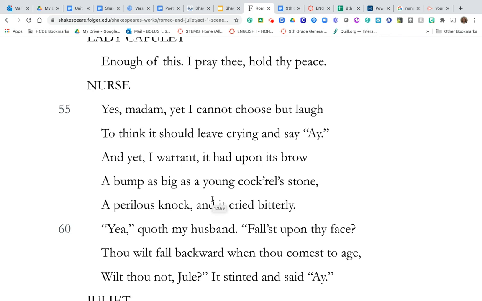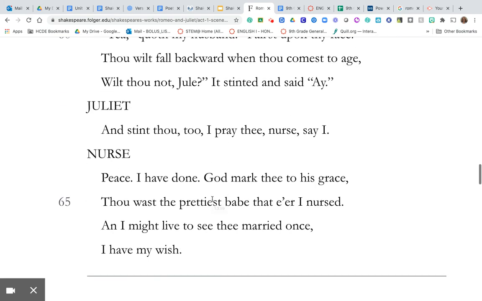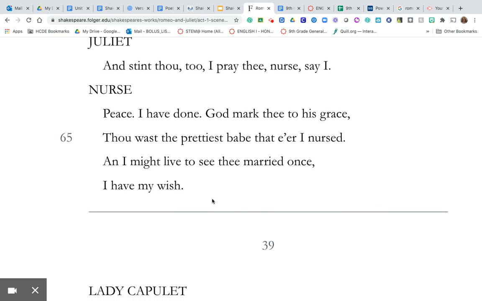"Yes, madam, yet I cannot choose but laugh to think it should leave crying and say 'I,' and yet I warrant it had upon its brow a bump as big as a young cockerel's stone." So you can see there's no specific meter here, no specific rhyme. "Peace, I have done. God mark thee to his grace. Thou wast the prettiest babe that e'er I nursed. And I might live to see thee married once, if I have my wish." So no rhyme, no meter, no specific structure, just regular paragraph sentences.